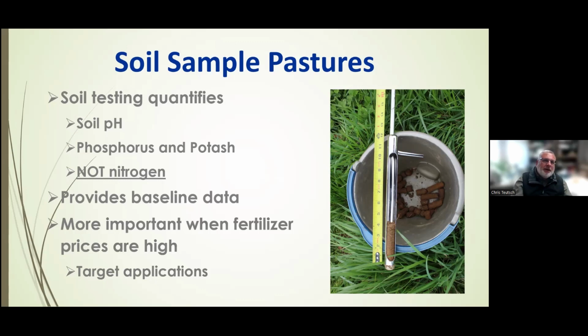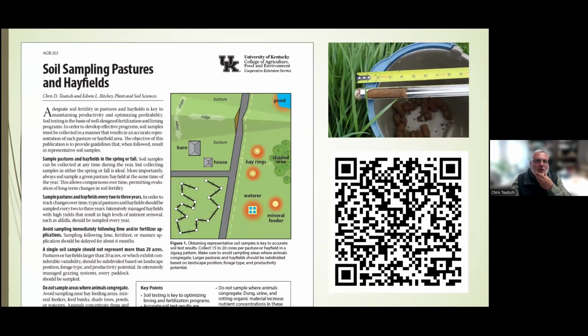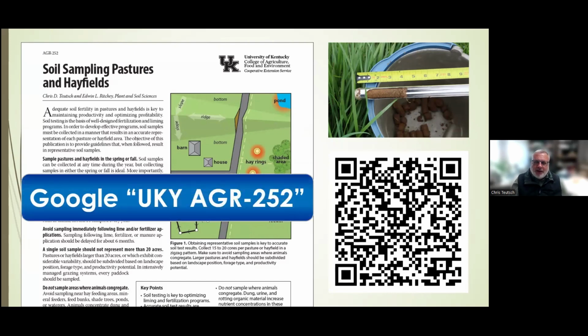And I'll show you in a minute nutrients contained in hay. Got a really nice publication on soil sampling, and again, it's not rocket science. It's just reminding you of good practices so that you get a good soil sample. The results of your soil test are only as good as that sample represents that pasture. So if you want to get a copy of this, again, you can either go online and Google UKY AGR 252, scan this QR code, or simply ask Rebecca for a copy before you go home tonight.